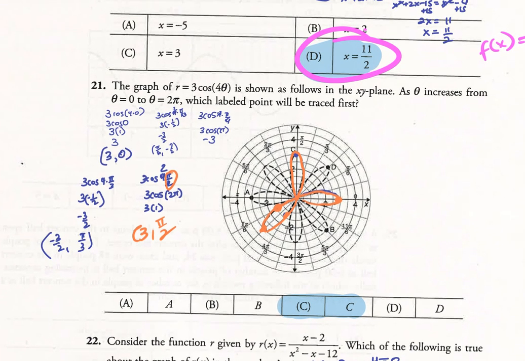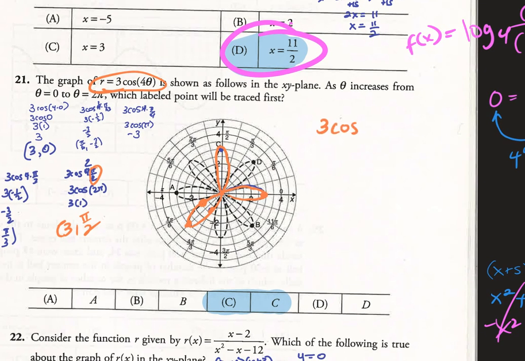Wait, where do you plug it into? The equation. Oh, into theta, the angle. So if I plug in 3 cosine of 4 times 0, that would have been the first one. I would have started where they told me to start, and I would have gotten 3 cosine of 0. The cosine of 0 is 1, and I got 3. So that told me this was my first point, the point there on the right. But that wasn't one of my options on the bottom, so I kept going.